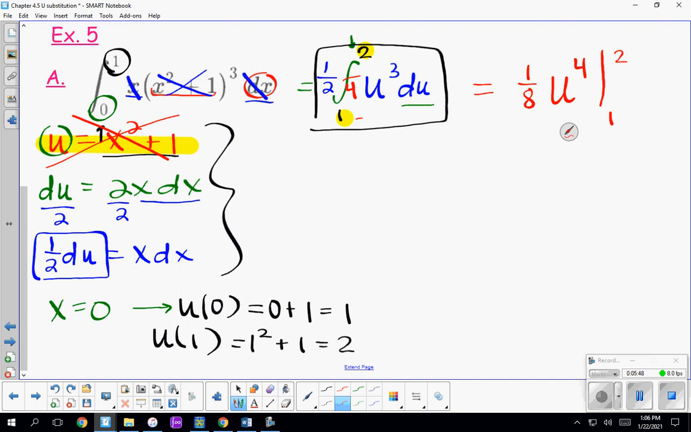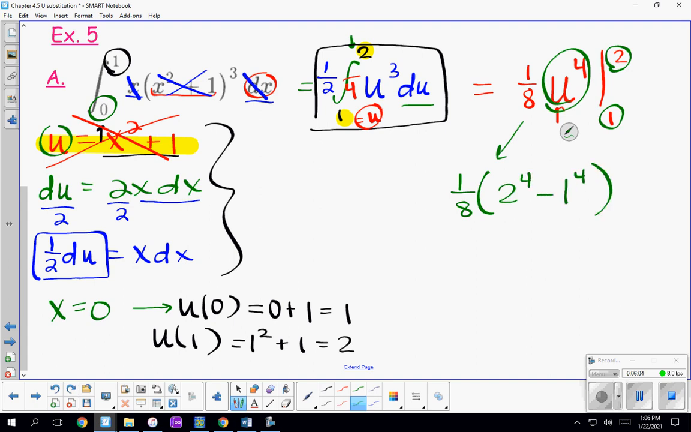Now remember, these are values of u, so I can only plug them into u, which is what I have here, so that's a good thing. So I'm going to pull down my coefficients, and this is all I'm going to evaluate from 1 to 2. So I'm going to plug in 2, I'm going to plug in 1, and subtract. So here, 2 to the 4th is 16, and I'll get 15 over 8.